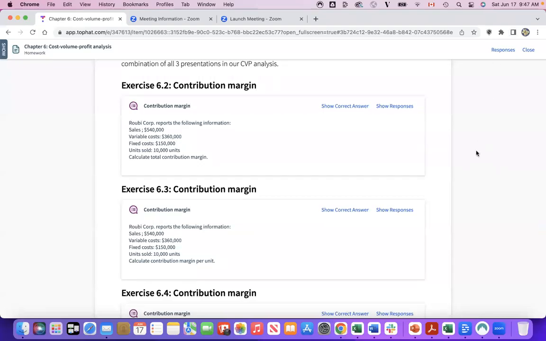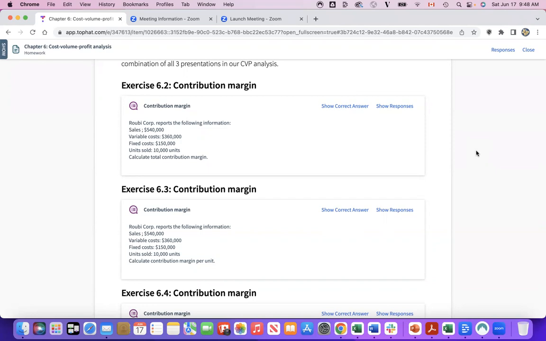All right, we're going to look at exercises 6.2 through 6.4 since they're based off of the same question stem and information. Here we're talking about contribution margin. Remember, contribution margin can be presented in three different ways. It can be presented on a total dollars basis, on a per unit basis, and as a ratio.